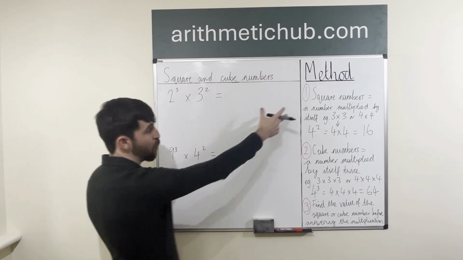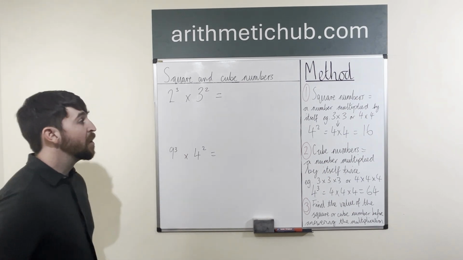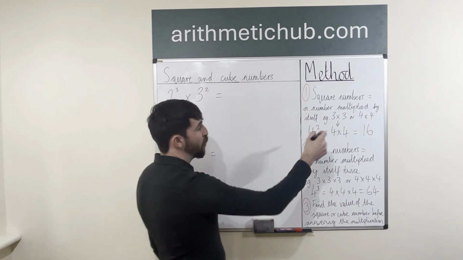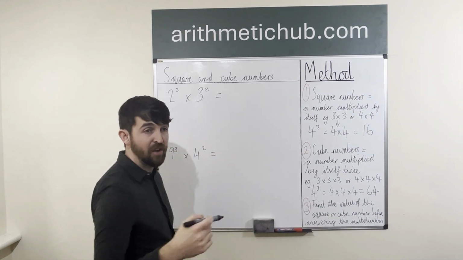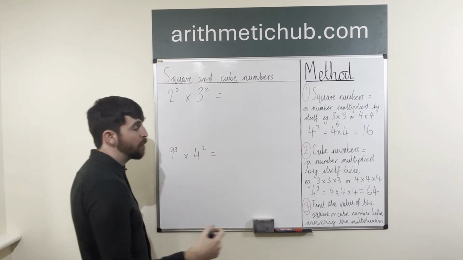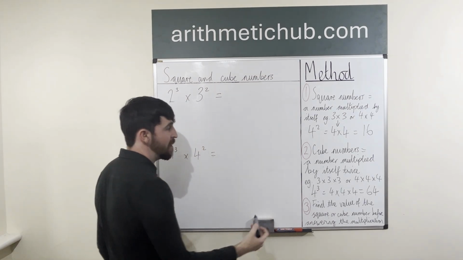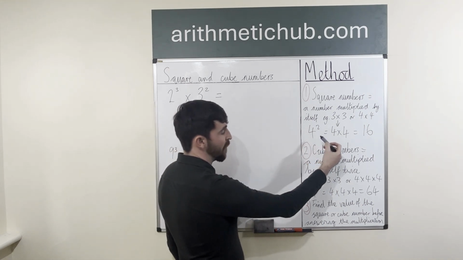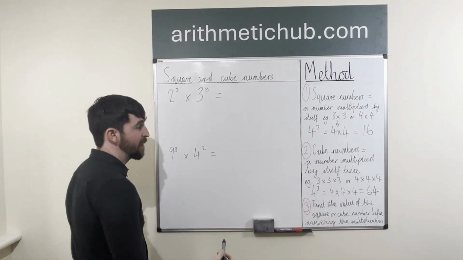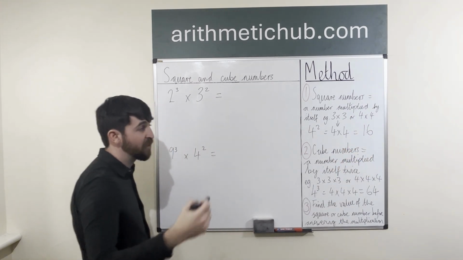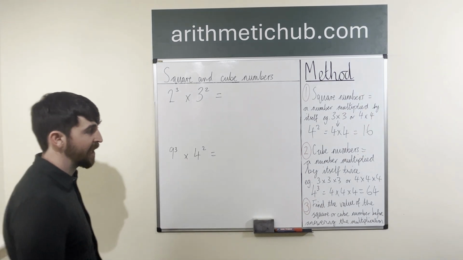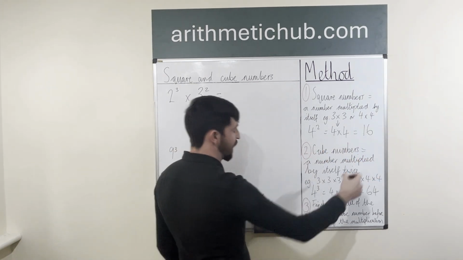So let's start with square numbers in our method over here. Square numbers are a number multiplied by itself. So say for example you've got 1 times 1, 2 times 2, or 3 times 3, or 4 times 4. That'd be the square numbers, okay? So to help us out over here, I've given the example of 4 squared. 4 squared is the same as 4 times 4, which equals 16, or it's the same as 16. So 4 squared would be 16.